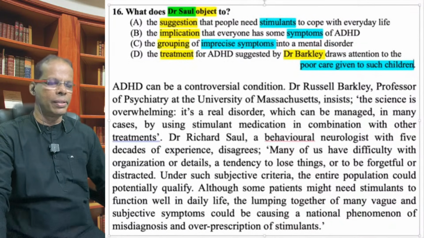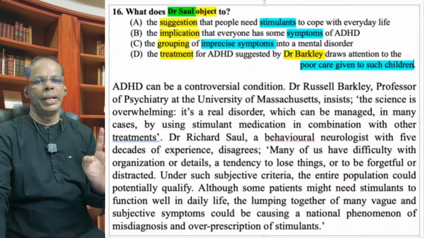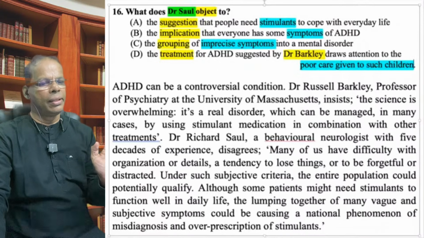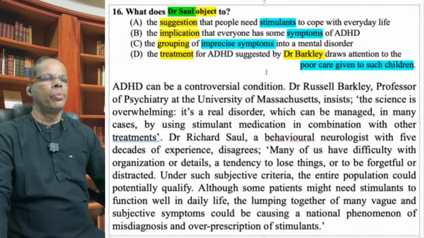So I hope you now know the different types of hedging words. Usually there are three types. One is concept-based hedging words. The other is differentiating hedging words. The third is emotion-based hedging words. All need not be there in all the options; maybe one, maybe two, sometimes all three.